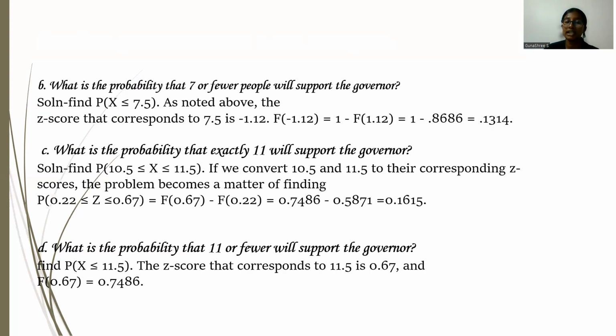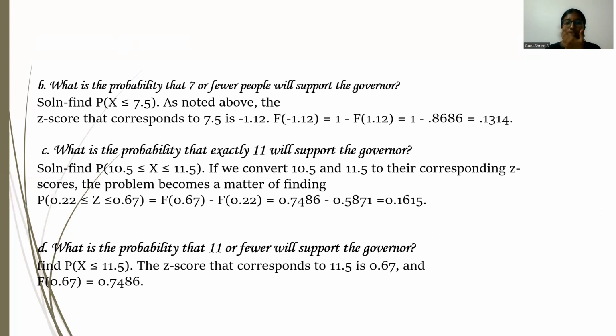Moving on to the second question, that 7 or fewer people will support the government. Again, it says 7 or fewer people, so taking the value of x as 7.5 and the probability P of x less than or equal to 7.5, we have to find the z score at 7.5. Calculating this, we get the answer as 0.1314.